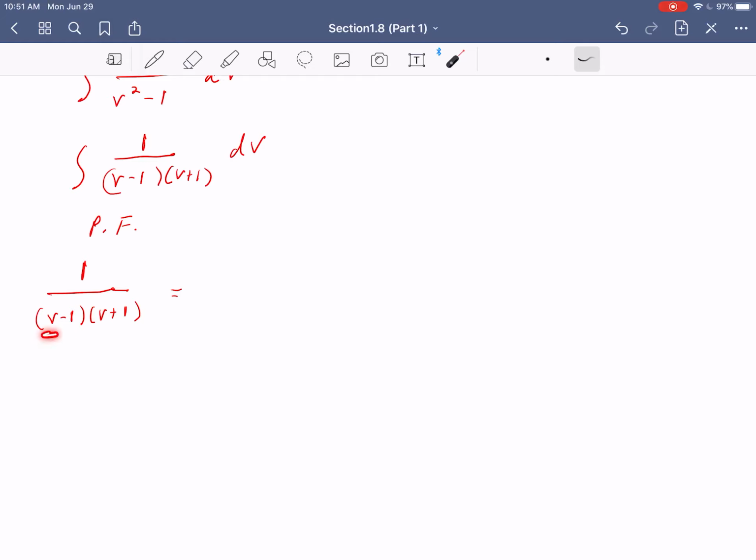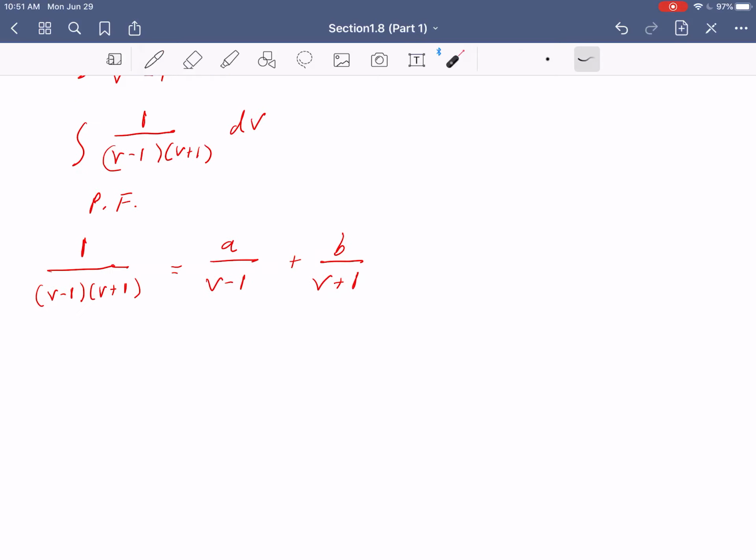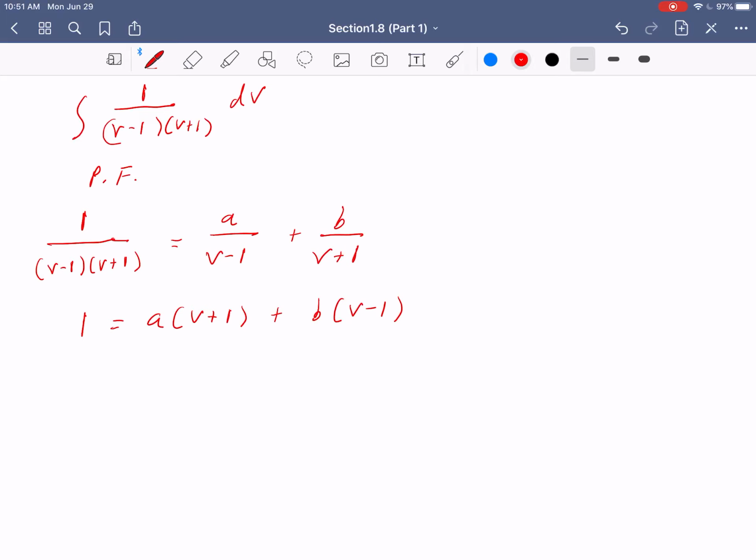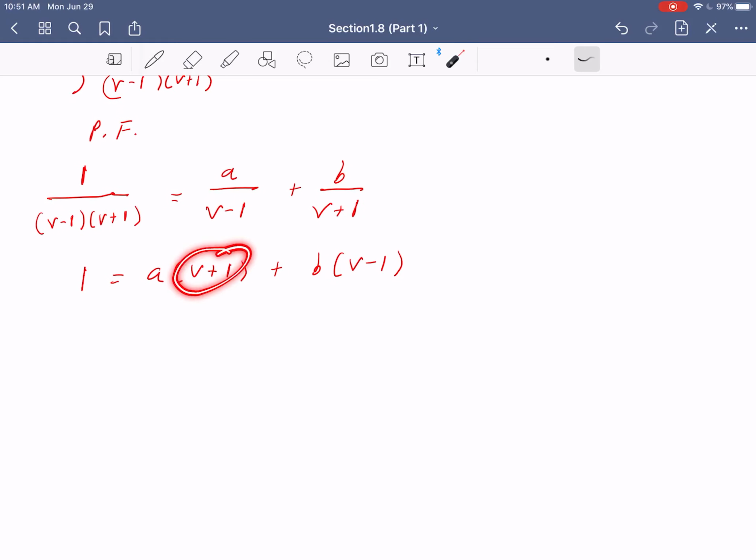Since we've got two linear terms there, we can think about this as a constant over v minus 1 plus some constant over v plus 1. We can go ahead and multiply by the least common denominator, v minus 1 times v plus 1, and get 1 equals a times v plus 1 plus b times v minus 1. Now, if you want, you can manually solve this out algebraically, or you can use the fast trick of plugging in v values to make this easier.